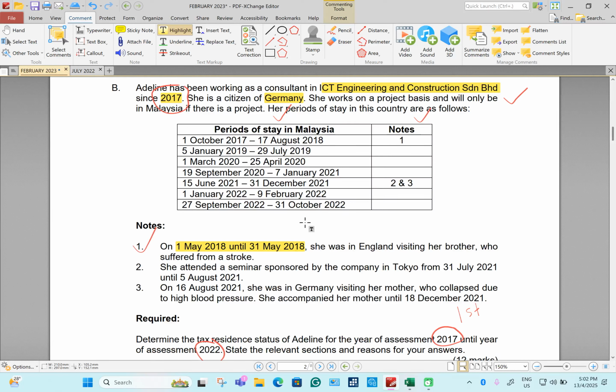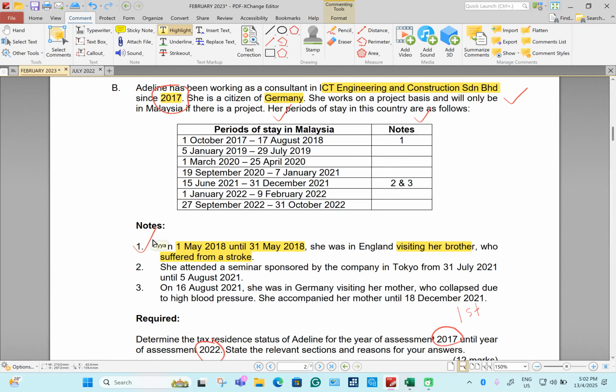But look at the reason. Is it due to TA or not? She was in England because she was visiting her brother who suffered from a stroke. Okay, so let's analyze, everyone. Is it TA or not? Now, for TA, there are three categories, isn't it? Category number one is not suitable, related to his work matter, of course not. And then category number two, somebody is sick. In this case, her brother suffered from a stroke.